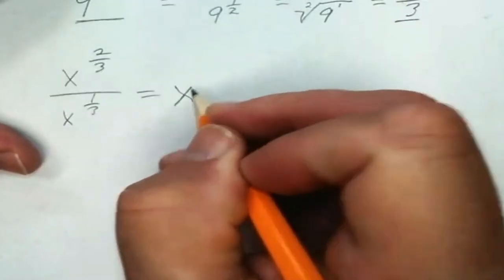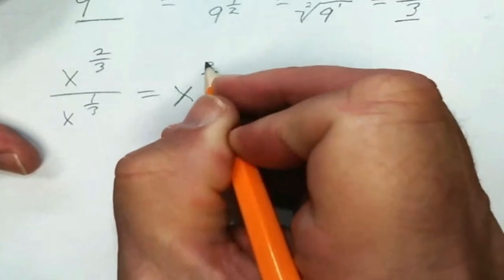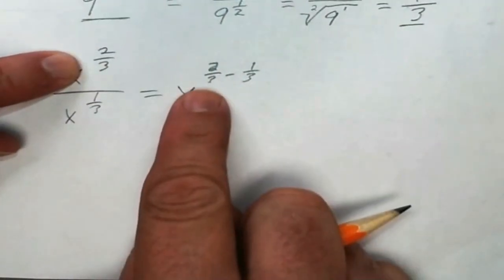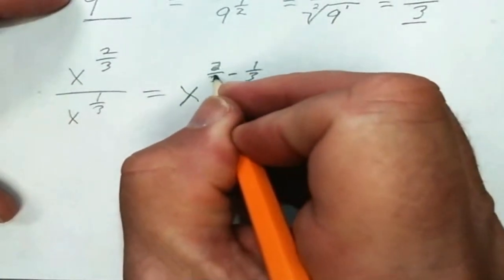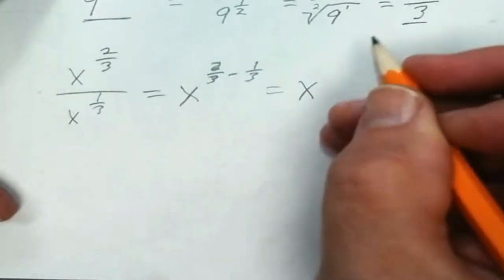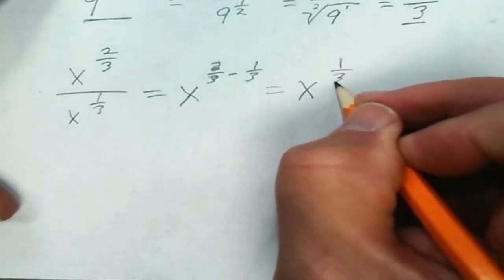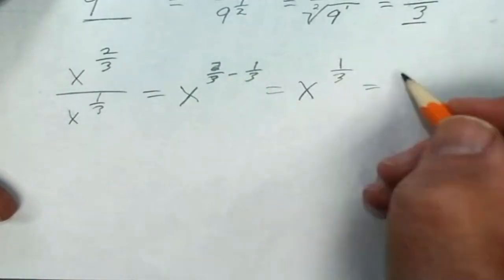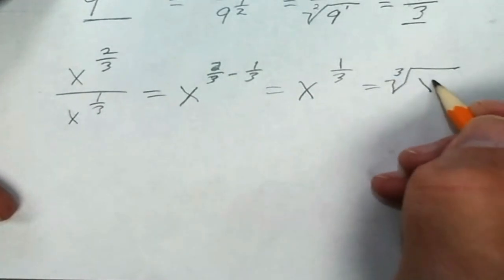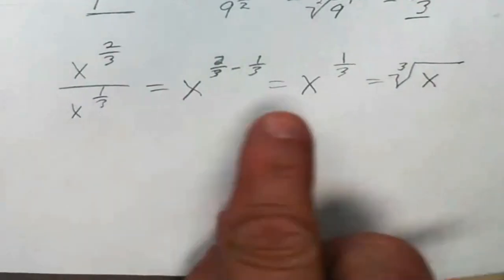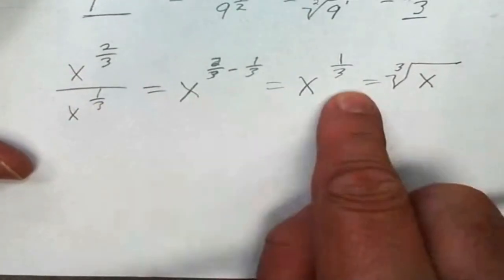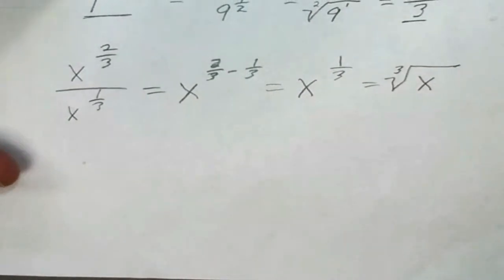So this would be the same as x to the 2/3 minus 1/3, because I take the exponent on top and subtract the exponent on the bottom. And that equals x to the 2/3 minus 1/3. They already have the same denominator, so I just subtract the numerators. And then this, as a radical, the 3 goes outside, and it's x to the first power. So there's the three steps. We take this and we change it to a subtraction of the exponents. Then we subtract the exponents, and then we convert it to a radical.